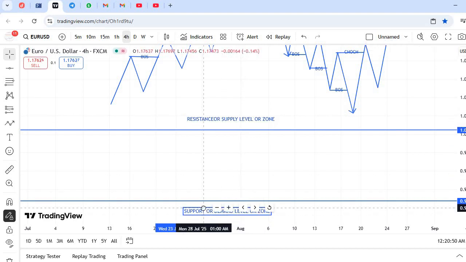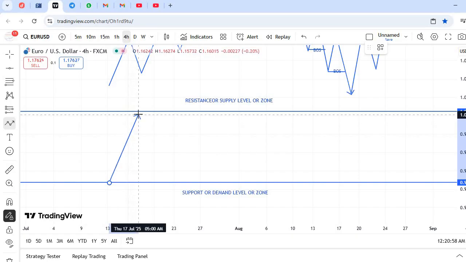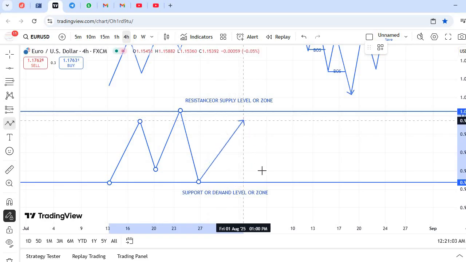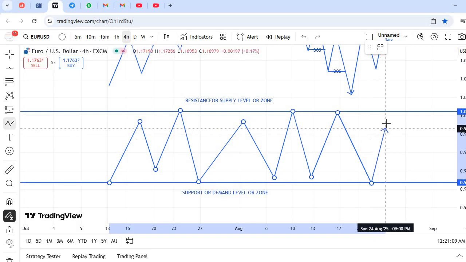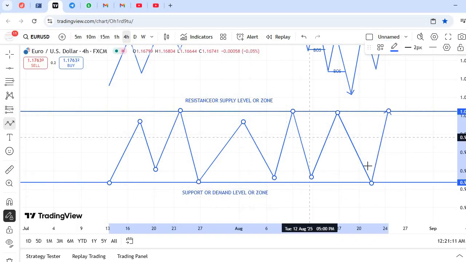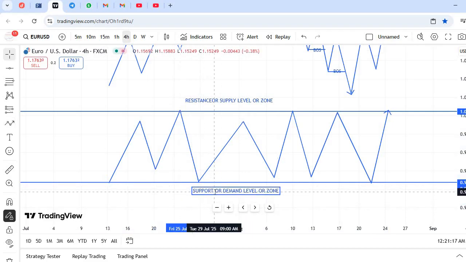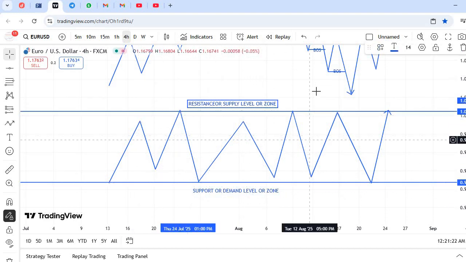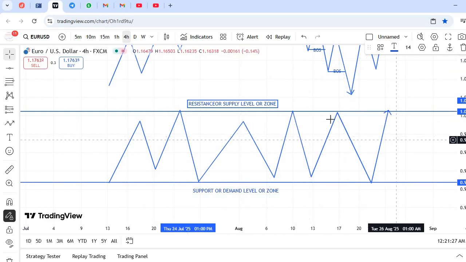So we are looking at the consolidated or the ranging market. We have price moving this way. Can you see? This is the way price is moving in a ranging market. So we have this demand zone. At the demand zone, you want to buy. At the supply zone, you want to sell. Price is moving sideways in a consolidated market or in a ranging market.